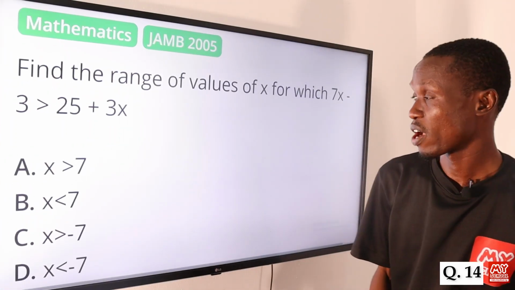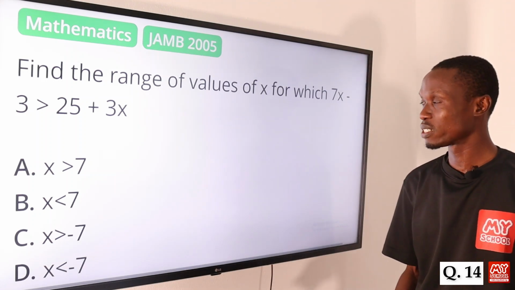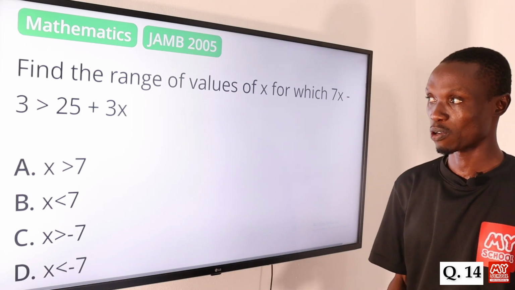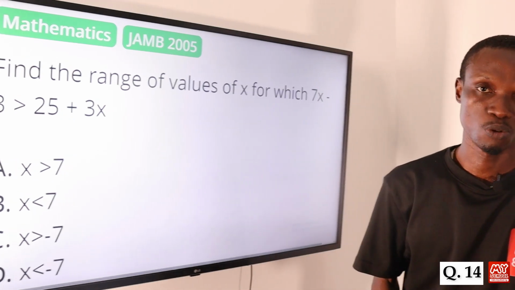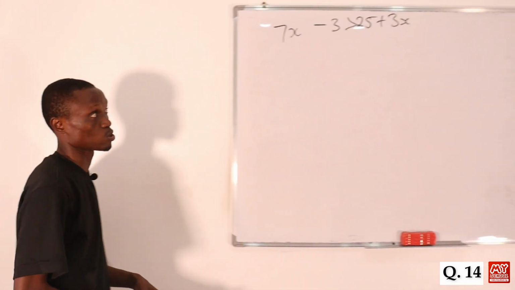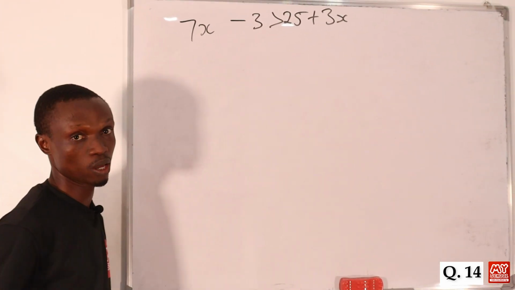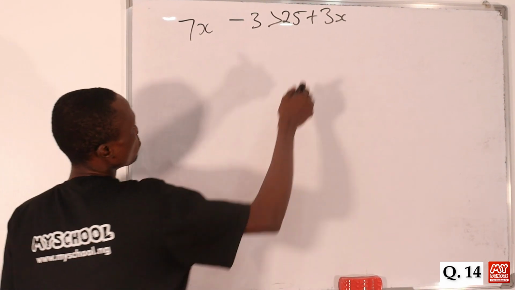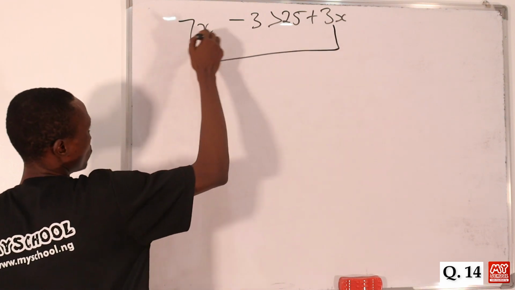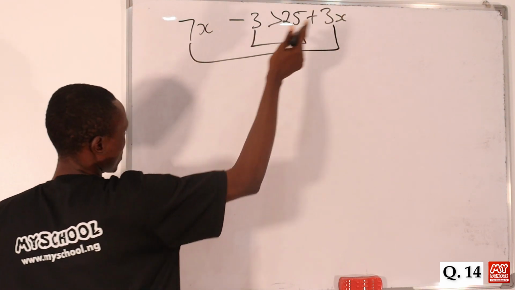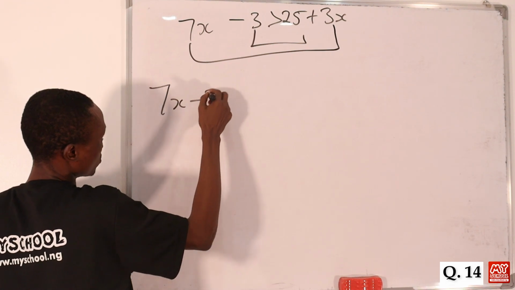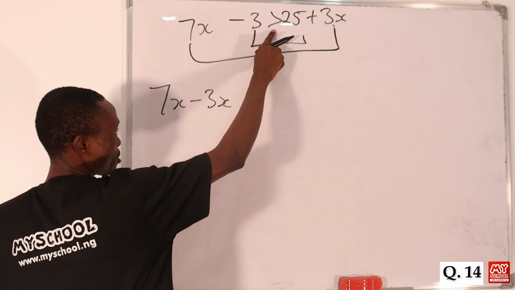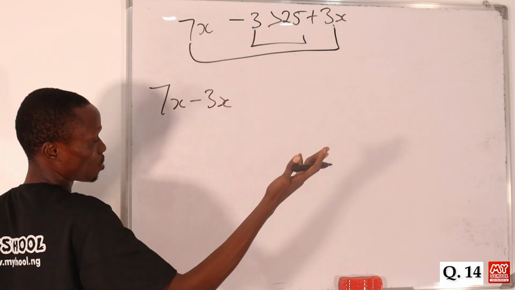Question 14. Find the range of values of x for which 7x minus 3 is greater than 25 plus 3x. Let's move over to the board to provide the answer to this question. To solve this, we solve it the normal way we solve a simple equation by collecting like terms. We move our 3x to this side, and we move our 3 to the other side. Here we'll have 7x minus 3x, because our 3x here is positive, so once it crosses the inequality sign, it's going to change to minus, just like in your equation.